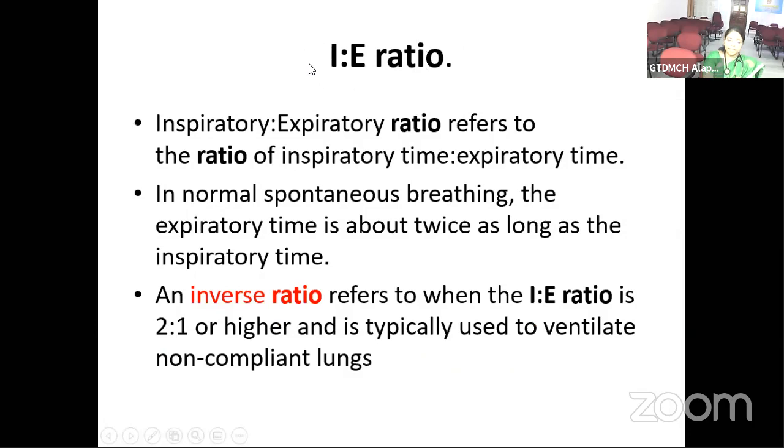So coming to the IE ratio, I told you, normally we will keep it as 1:2. We will give more time for expiration. But in ARDS, we use inverse ratio ventilation, that is, we have to give more time for inspiration. So it is 2:1 or higher. That is typically used to ventilate non-compliant lungs like ARDS.